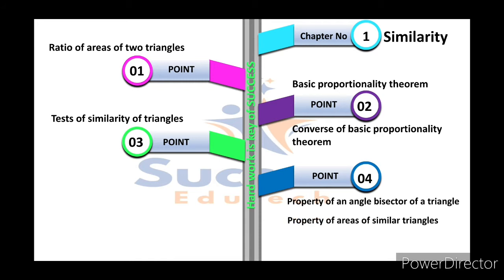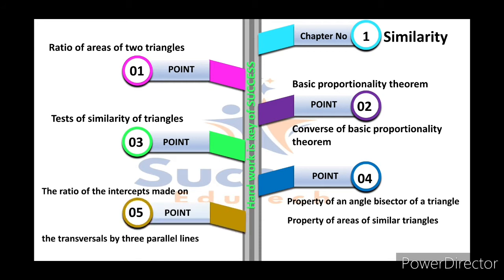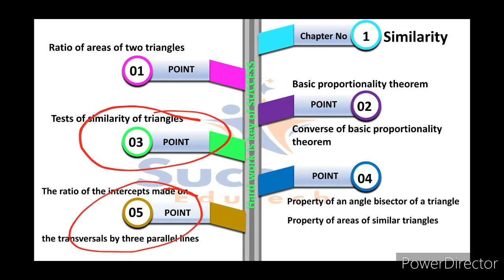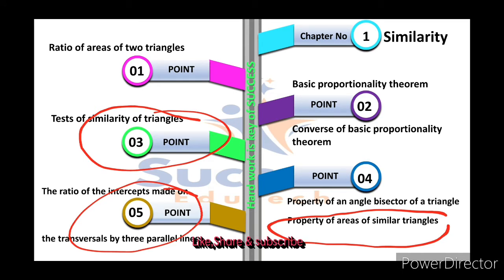In today's session, we are covering point number 5, that is ratios of intercepts made on transversals by three parallel lines. In the next lecture, we will cover tests of similarity of triangles and the remaining point from point number 4, that is properties of areas of similar triangles. We cover these 2 points in the next lecture. Today we are covering point number 5. Now let's start today's session.